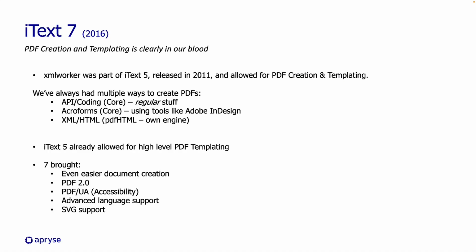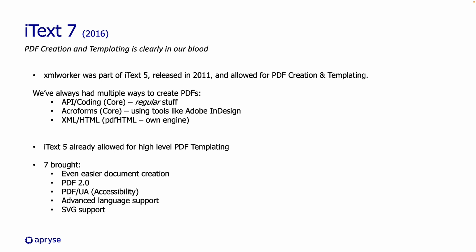Okay, so PDF creation and templating has been a driving force with all of the iText releases. So let's take a look at iText 7, released in 2016. This is the prior release to iText 8. So even before that, XML Worker brought the ability to convert XHTML to PDF for iText 5. So we'll talk more about that in a second. But there's always been multiple ways to create and manipulate PDFs, whether utilizing our core API or any of the add-ons to our core API.